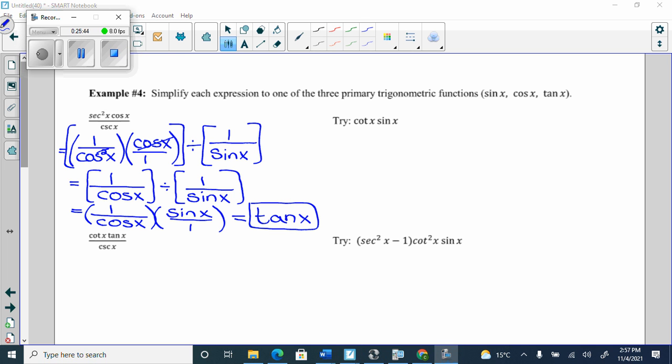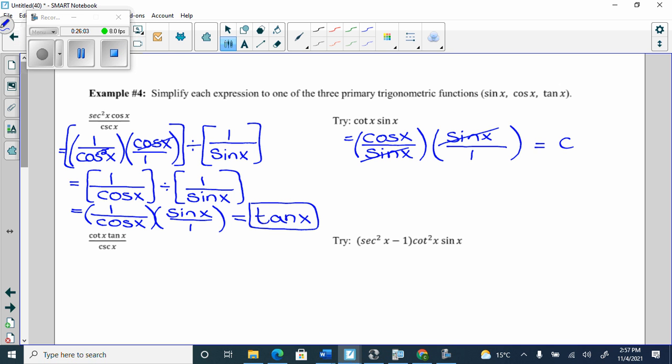Cotan is cos x over sine x. And we're going to multiply that by sine x over 1. Good answer. And then I have a sine on the bottom and a sine on the top by themselves. So what do I get? Cos.